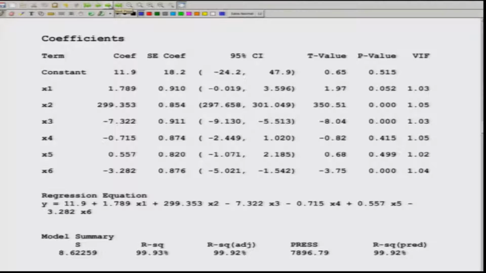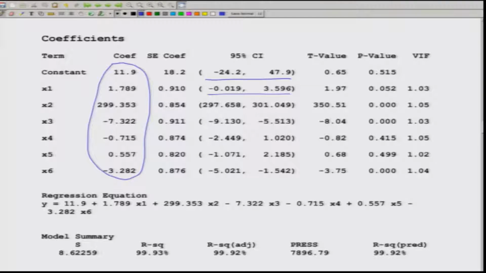Now first I consider the outcome of a software in the form of regression coefficients. I am not going to discuss all the components now because we discussed them in the earlier lecture, and this is a similar software outcome. So these are the regression coefficients that are obtained, and these are their respective confidence intervals.